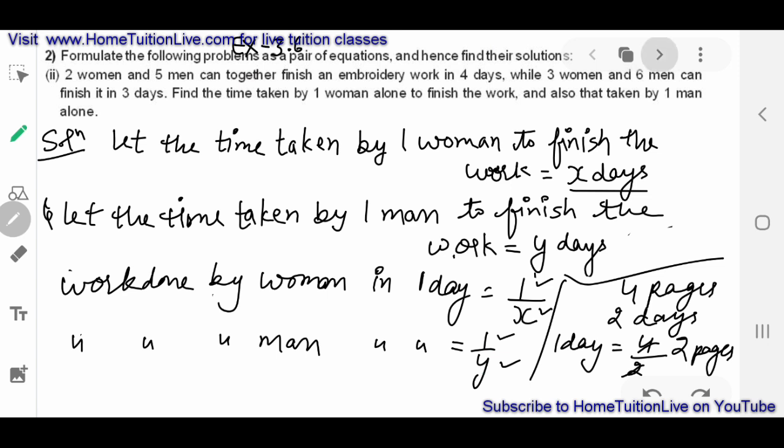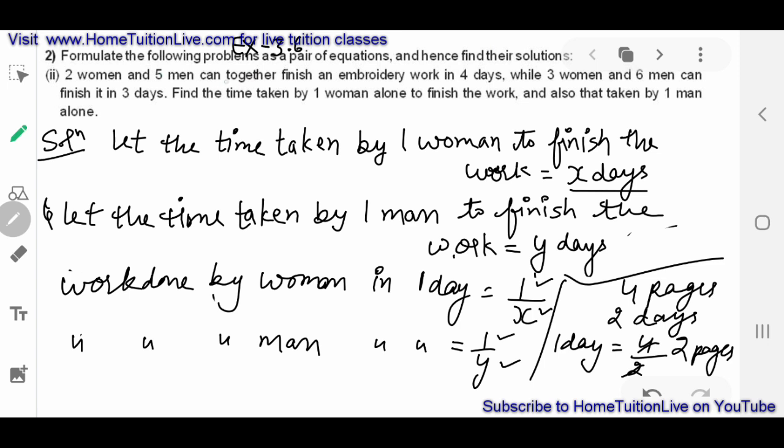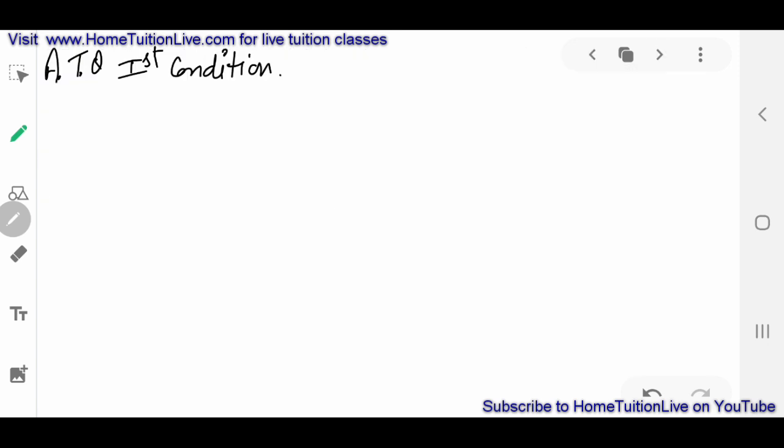Now according to the question, first condition. First condition is 2 women and 5 men together can finish an embroidery work in 4 days. So first we will write 2 women's 1 day work is 2 into 1 by X. 5 men's 1 day work is 5 into 1 by Y, equals 1 by 4, because they take 4 days in total. So 1 by 4 is one day's work.